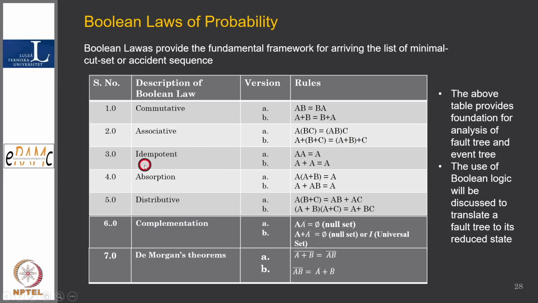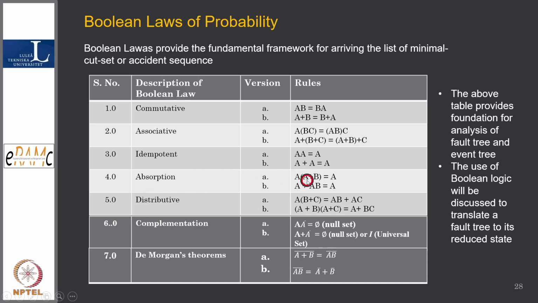Then the idempotent law: A times A is equal to A, and A plus A is equal to A. This is the heart of our Boolean reduction. If the same event is represented in two places in an AND gate, then it is A. If it is represented twice by an OR gate, then again it is A. So repetition of an event doesn't get reflected twice.